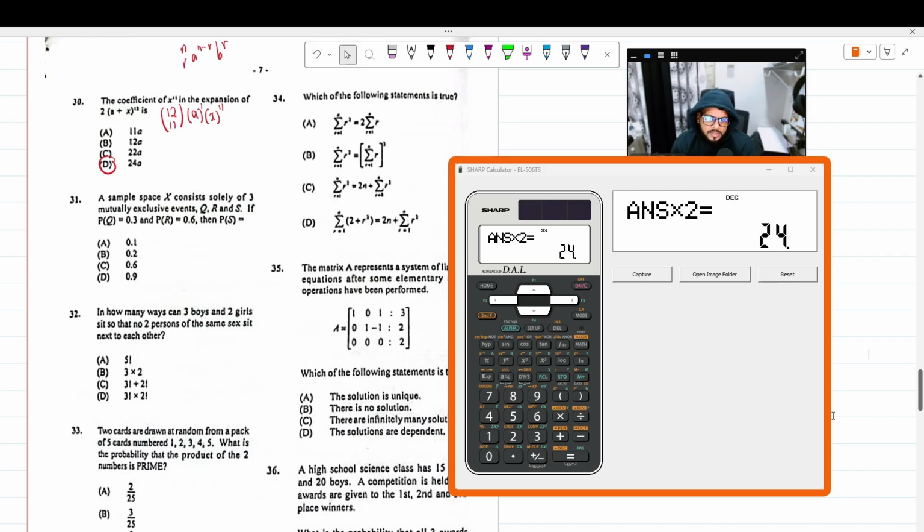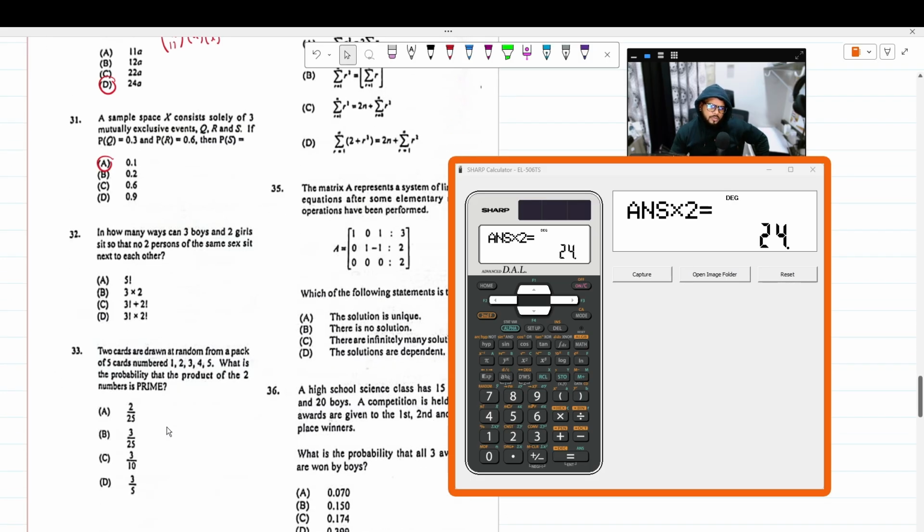Sample space X consists solely of 3 mutually exclusive events, Q, R, and S. If the probability of Q is 0.3 and the probability of R is 0.6, then the probability of S is, well, when I add up all the probabilities, I'm supposed to get 1. So 0.3 plus 0.6 is 0.9, 0.9 plus 0.1 is 1.